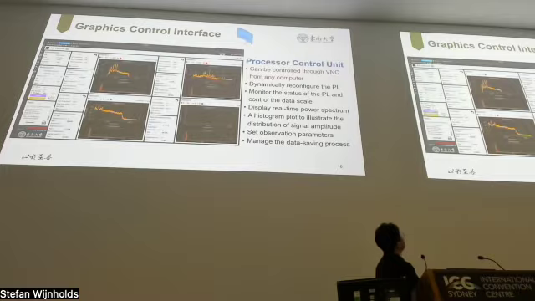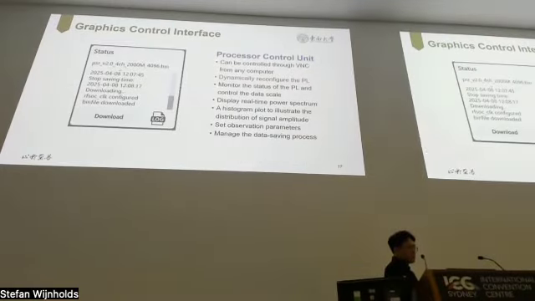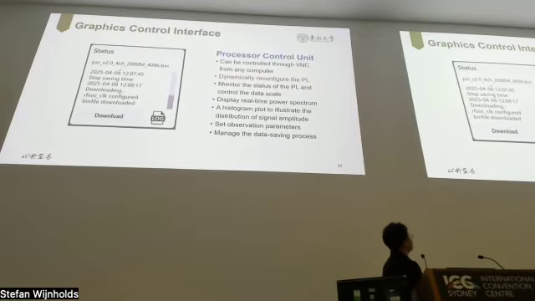So we have designed a graphical control interface on the processor control unit to control the digital backend. It can be controlled through VNC from any computer. And the first function of the control interface is to dynamically reconfigure the PL. As you can see here is the FPGA design bin file, and we can download it onto the board.